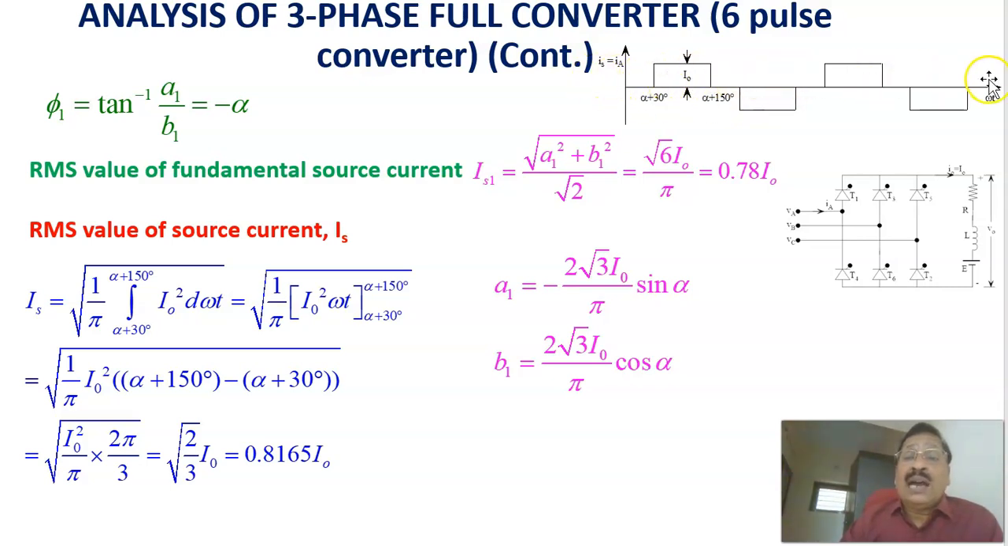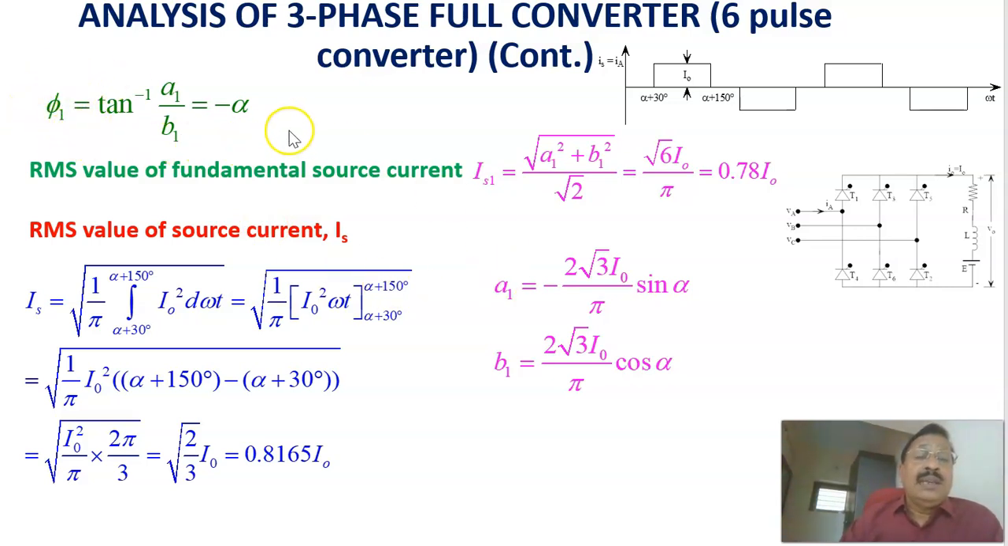Now, if you calculate the total RMS value of this source current, it is equal to 0.8165 I naught, and the RMS value of the fundamental is equal to 0.78 I naught. For example, if 10 ampere is the constant load current flowing to the RLE load, it will become 8.165 amperes. Therefore, that is the RMS value of the total source current, and this is the RMS value of the fundamental. Now, one more parameter we have to find out is the phase shift.